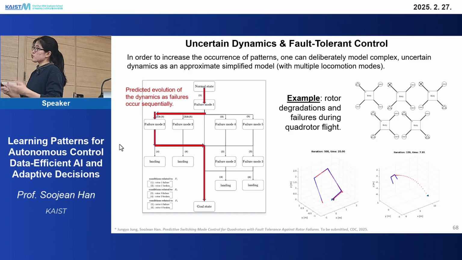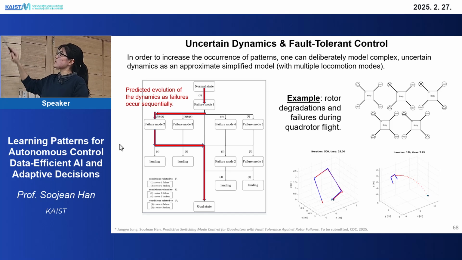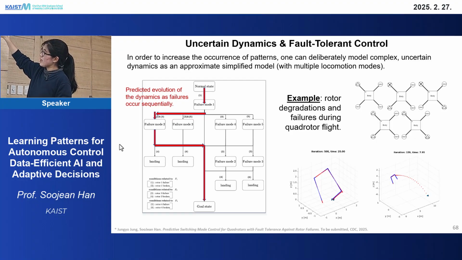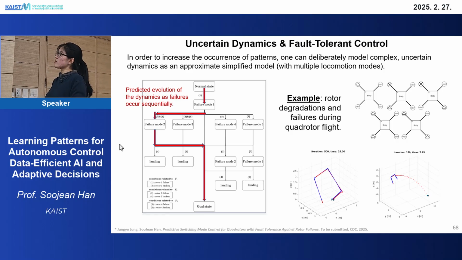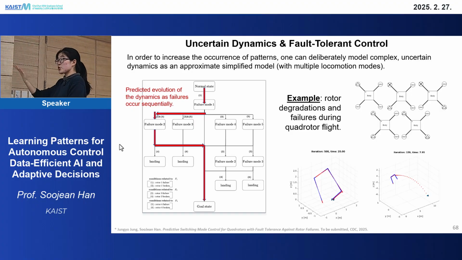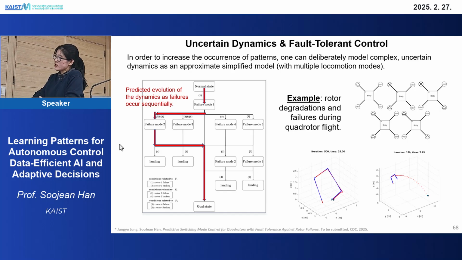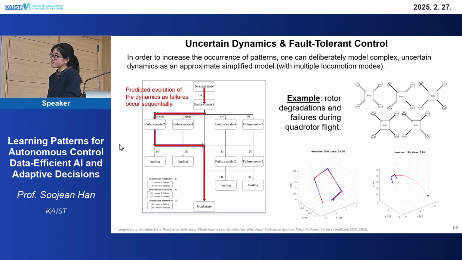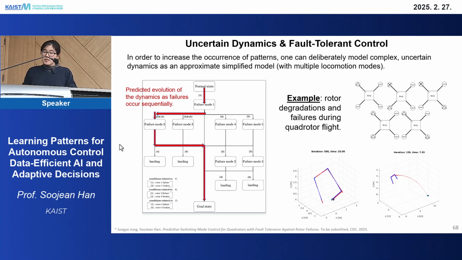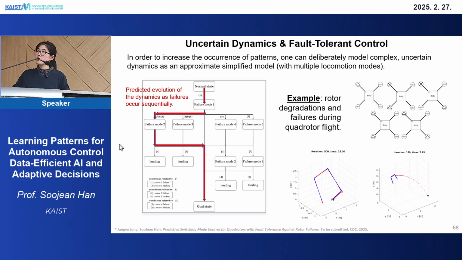So in this case of the drone fault tolerance control, we might expect these faulty situations to occur. For example, this rotor is degraded, marked by a triangle, and this rotor is completely failed, marked with an X. Based off of that, we want to figure out whether it is tracking the path accurately. And if it doesn't, then these kinds of situations happen. And if our prediction is bad, then this kind of thing happens. And on the left-hand side, you can see the predicted evolution of the dynamics as failures occur sequentially over time.